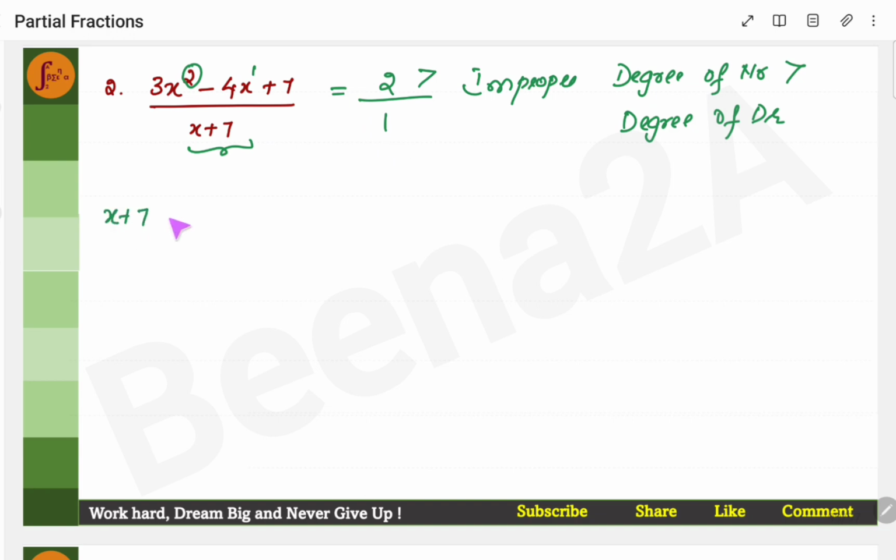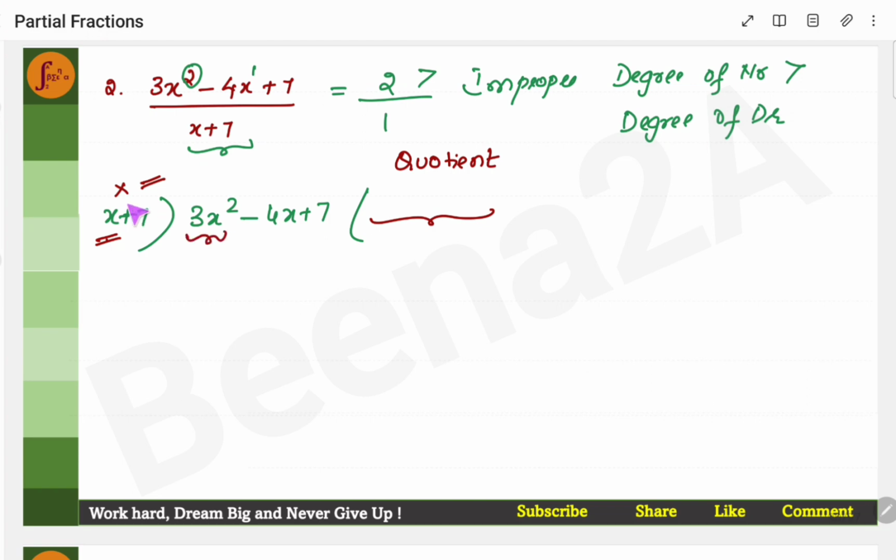So we'll put x plus 7 here as a divisor. We'll put the dividend here and then we have to find the quotient, right? This is where we'll have the quotient. So what we have to do is take this first term x and multiply with some number so that you get 3x square. So what should I multiply with x to get 3x square? I should multiply 3x because 3x into x is 3x square. So I'll put 3x here.